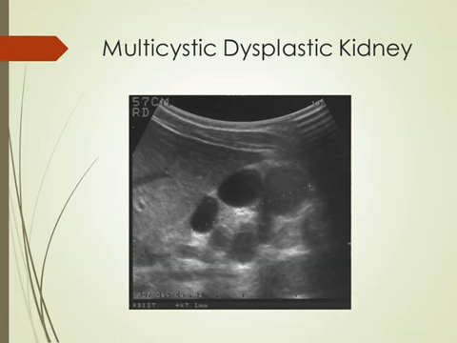Here, a first example of a very classical renal malformation, the so-called multicystic dysplastic kidney. It is a unilateral disease. The kidney is non-functioning. You have cysts of various sizes without connection between them, and no renal pelvis is seen.